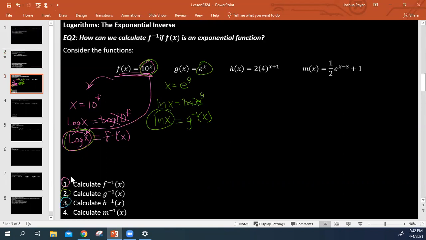Let's keep the party going. So h inverse. This one's a little bit different. I've got h of x is equal to 2 times 4 to the x plus 1. First, I'm going to have to flip. So I'm going to say x equals 2 times 4 to the h plus 1. What I'm going to do next is divide by 2 on both sides. So now I've got x over 2 is equal to 4 to the h plus 1. Then I'm going to want to do log base 4 of both sides.